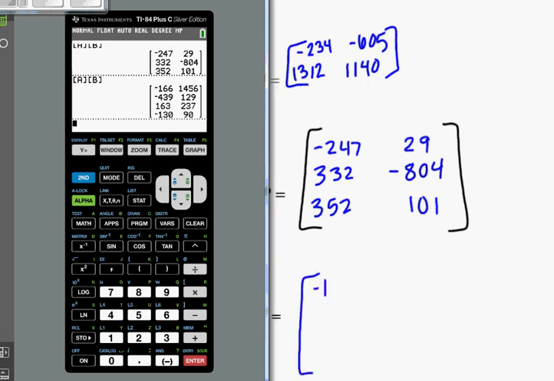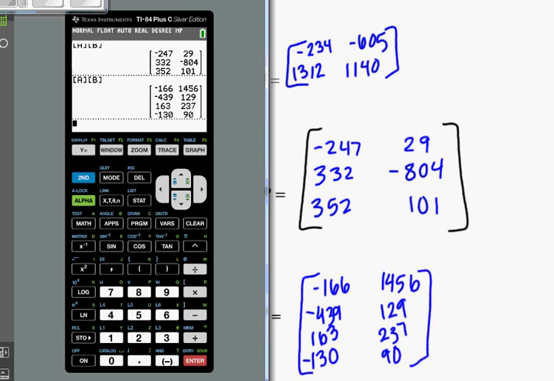So we have -166, 1,456, -439, 129, 163, 237, -130, and 90.